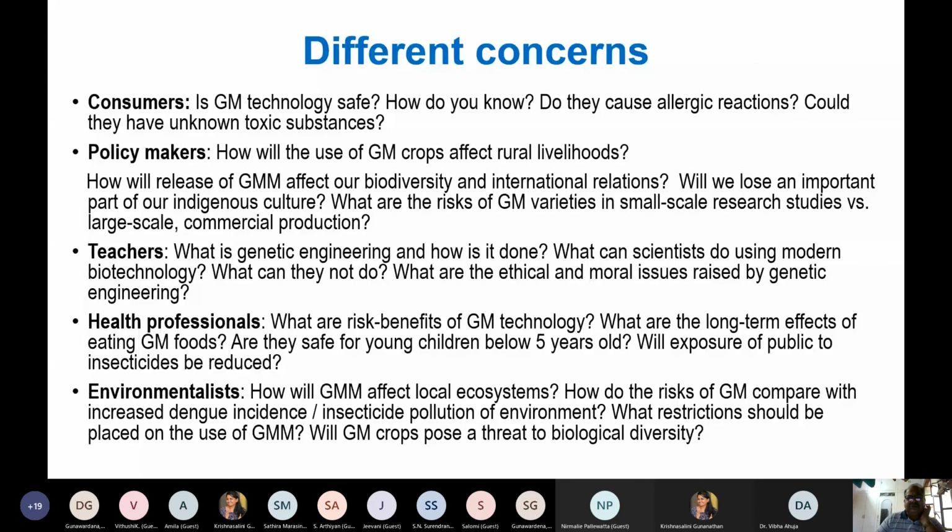But there are different concerns also. The consumer, the end user, will always think whether the gene technology is safe, whether the gene introduced will not come to me or to my generation, and will not give rise to some kind of adverse or unwanted activity in my body. So all these things which are related to the consumer, the policymakers, the teachers, the health professionals, the environmentalists in particular, we need to always get ready to answer their questions.